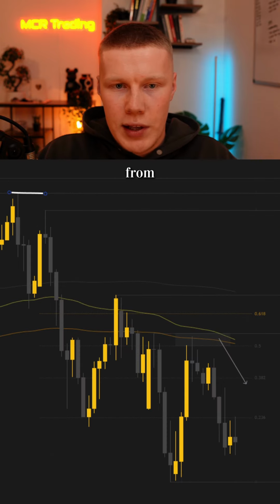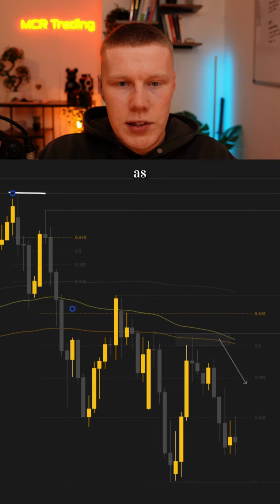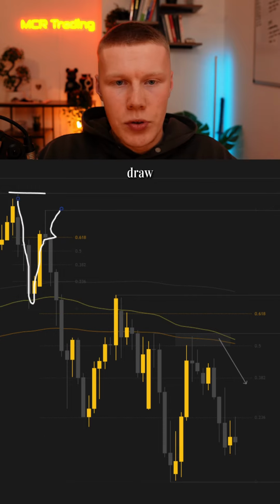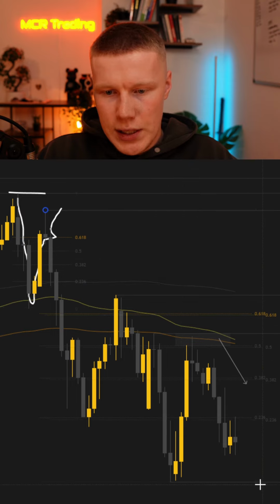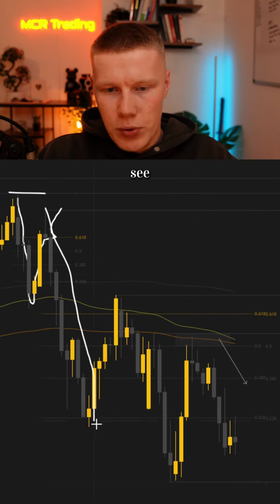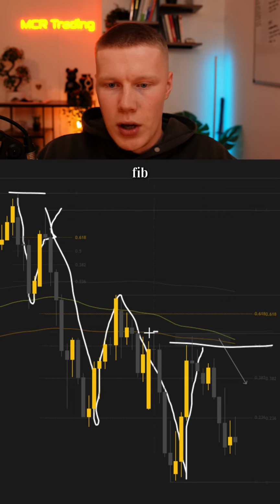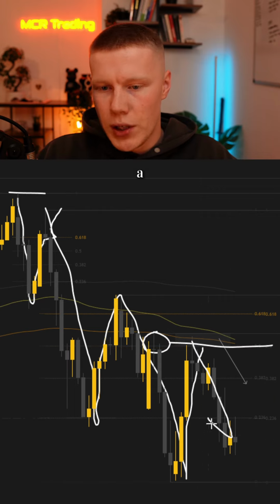I didn't draw the fib from this high because if we draw the fib, as you can see, price came down, pushed up, smashed the 61. So now we draw the new fib from this level down to the low. So as you can see, we pushed up, that was fine. And then we saw a retracement into the 50 fib as well as this level, and it had a really nice rejection.